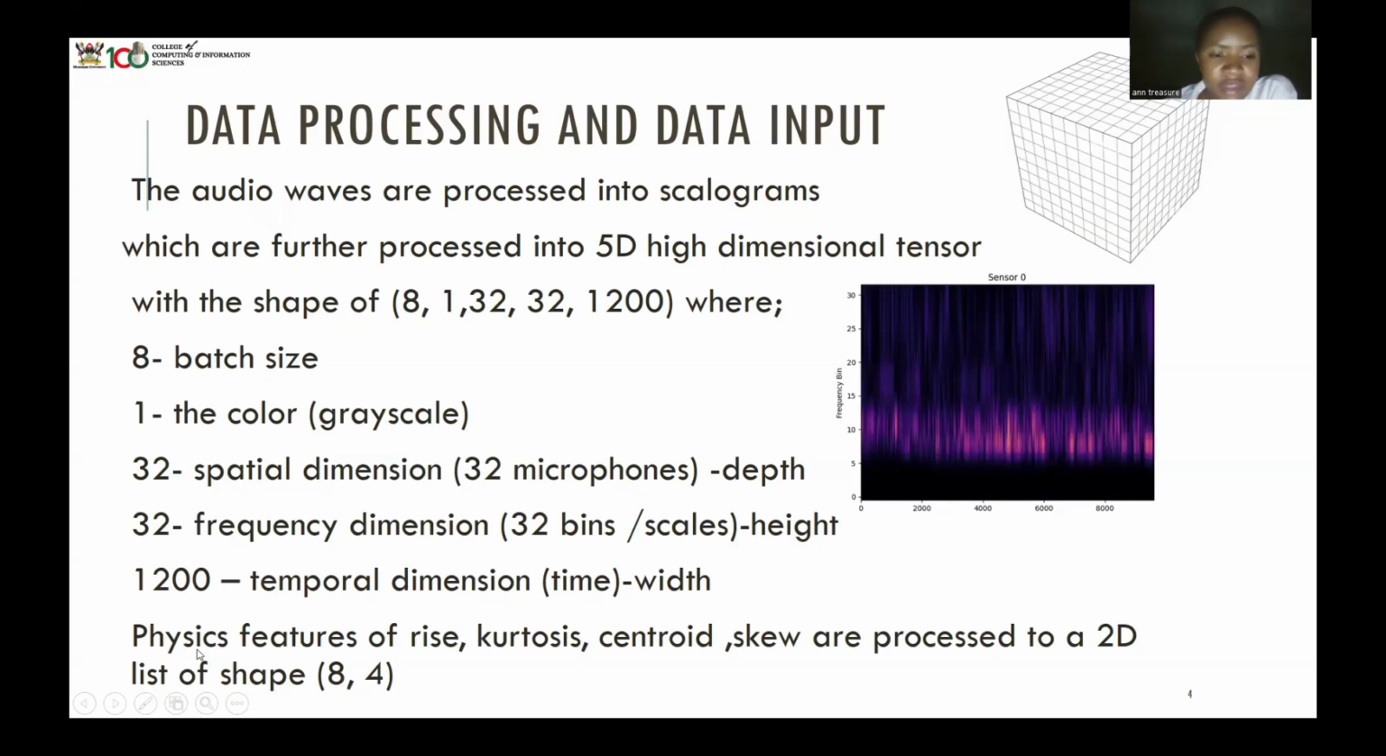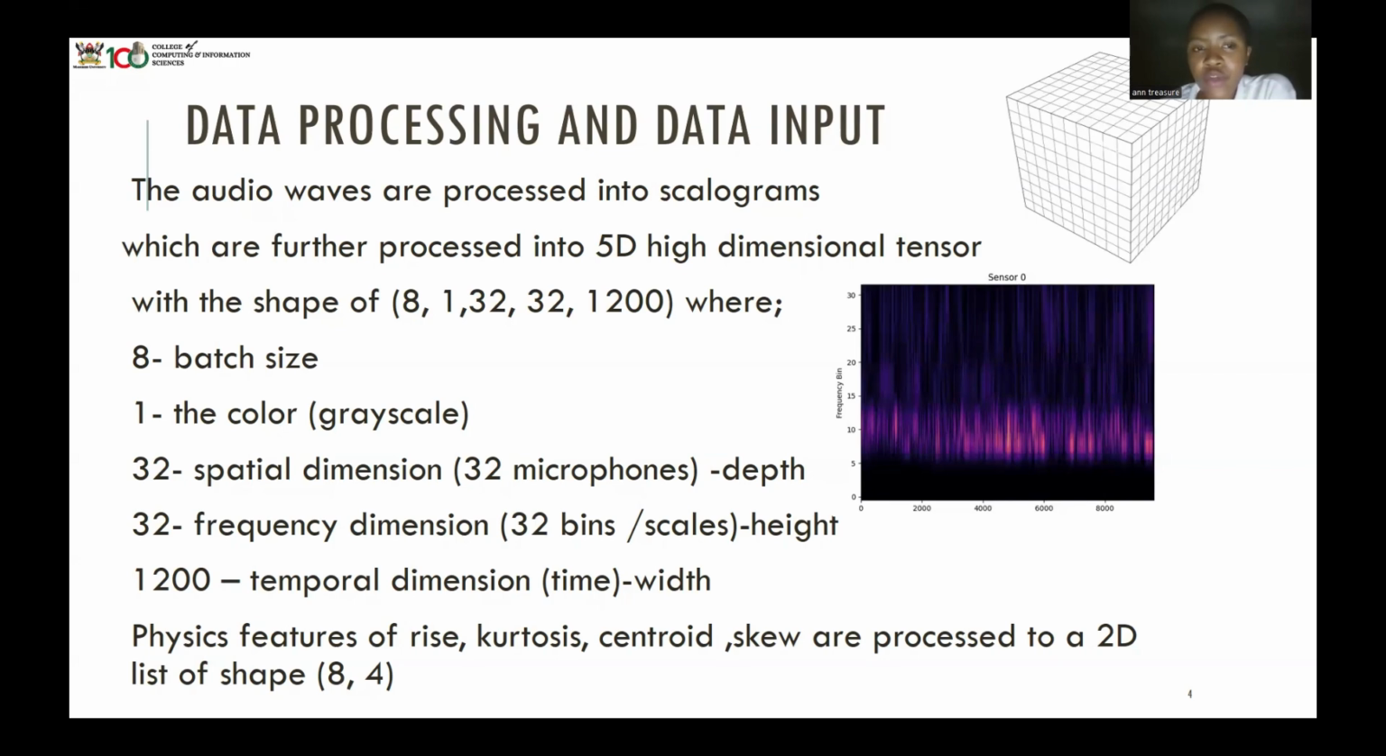So the physics features are rise, that is how high a signal wave rises; kurtosis, which means the number of peaks in a particular sound wave; the centroid, which represents where the energy is concentrated; and the skew, which represents the shape of the sound wave. These were processed into a 2-dimensional list. So these features are used to inform the model.